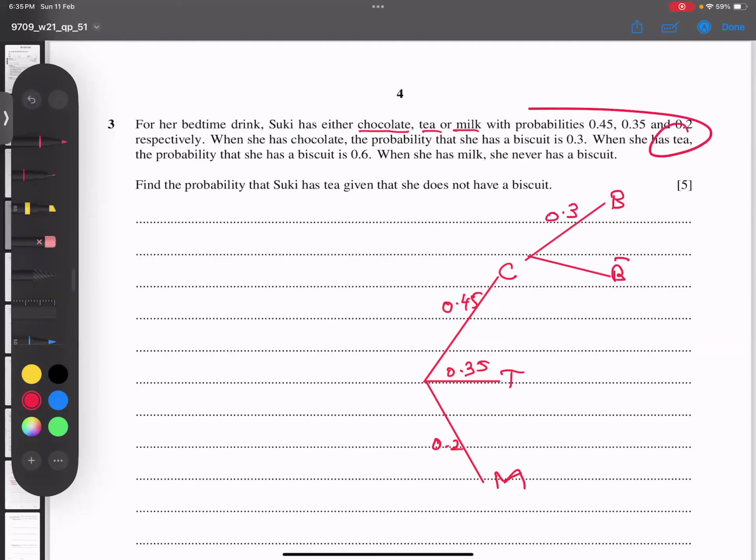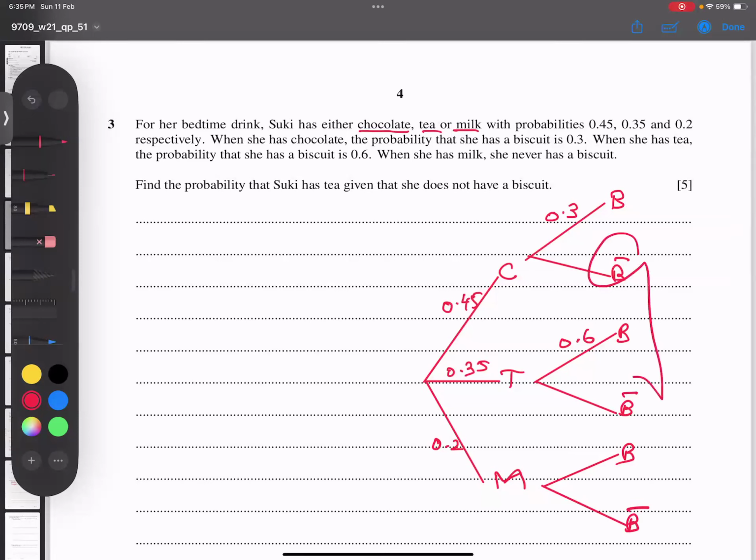With tea, what is the chance of a biscuit? 0.6. So biscuit and no biscuit, 0.6 here. And with milk, she never has a biscuit. So biscuit and no biscuit. I put a dash on it; dash is called no biscuit. He said never, and never means full chance of not, so I put one here.